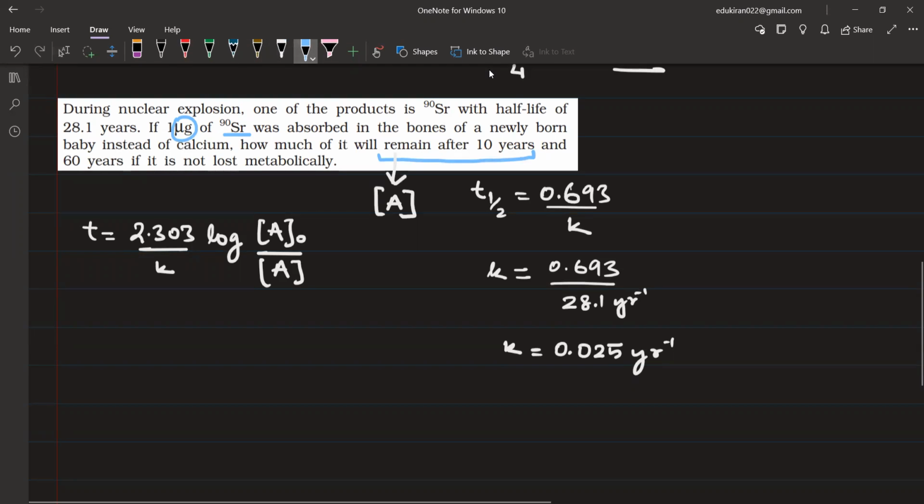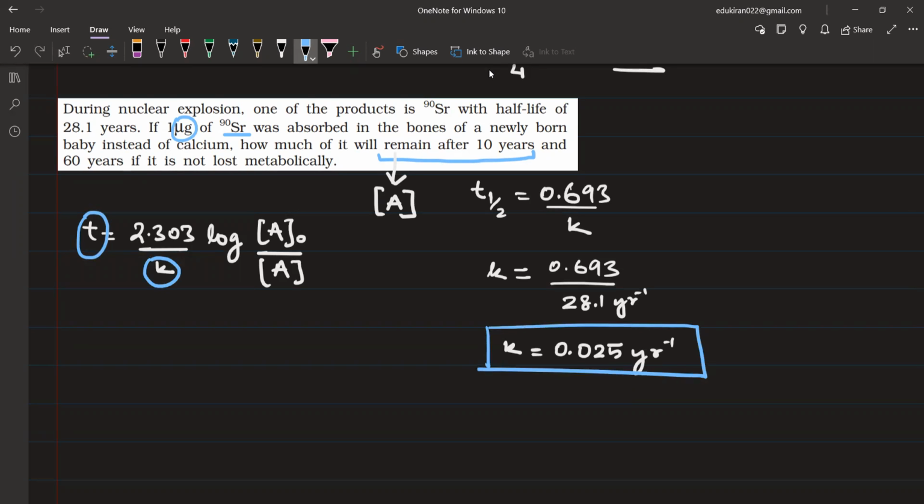So if you see this question, they have given you time. How much time do you need? 10 years, okay? What is the K? I have given you the K, indirectly via T half, okay? And what is the initial concentration? Initial concentration is 1 microgram, that is already given. So here we need to just find the A.